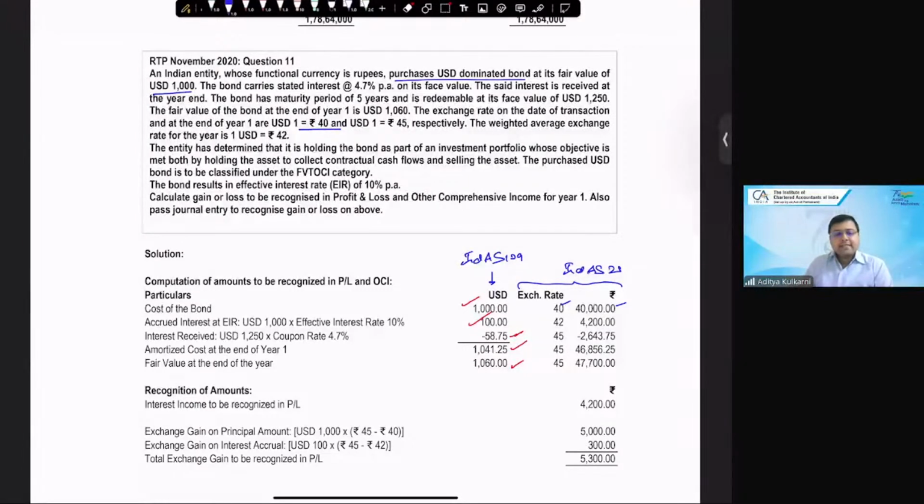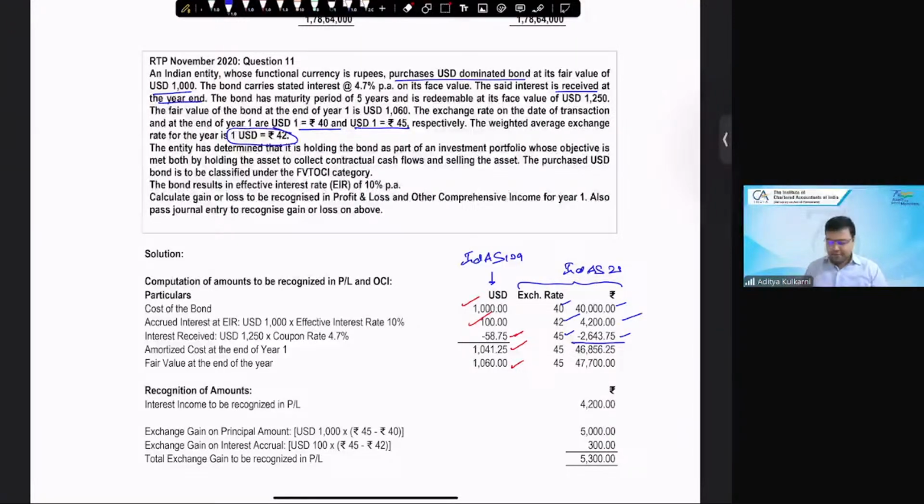Next, interest is accruing throughout the year. So what will I be taking? Average rate. Yes, 42. So 4,200. Interest received is a cash inflow. So I received this at the end. Interest is received at the year end and the year end rate is 45. So 58.75 into 45, 2643.75. Are you able to understand this? Yes, sir. So the total comes to how much?